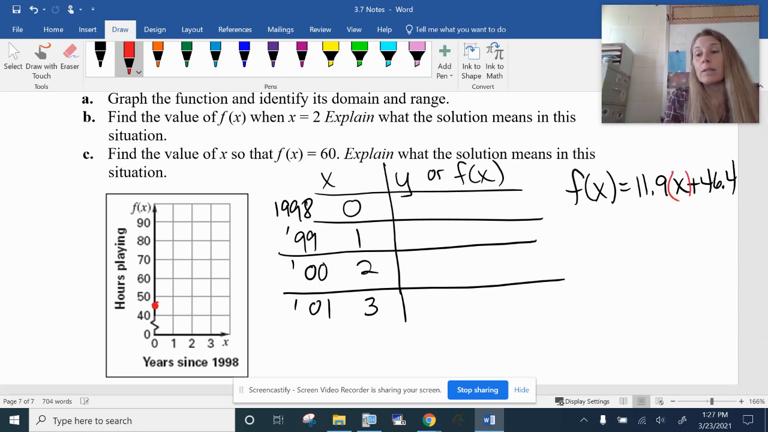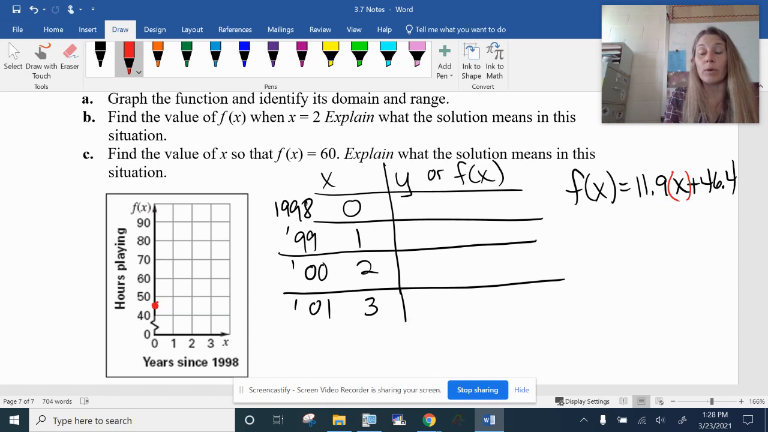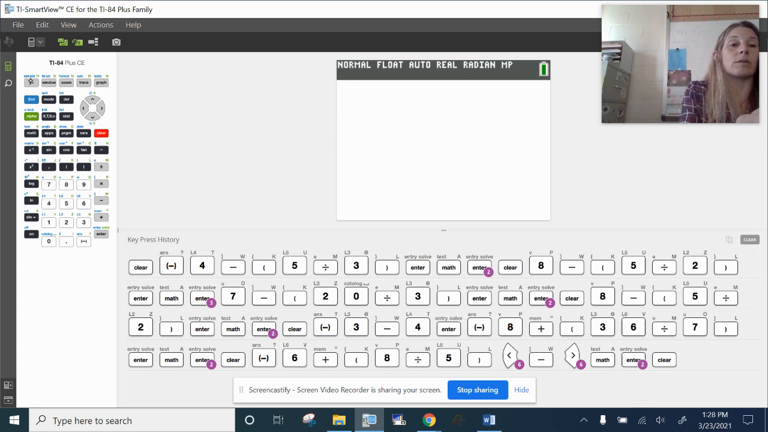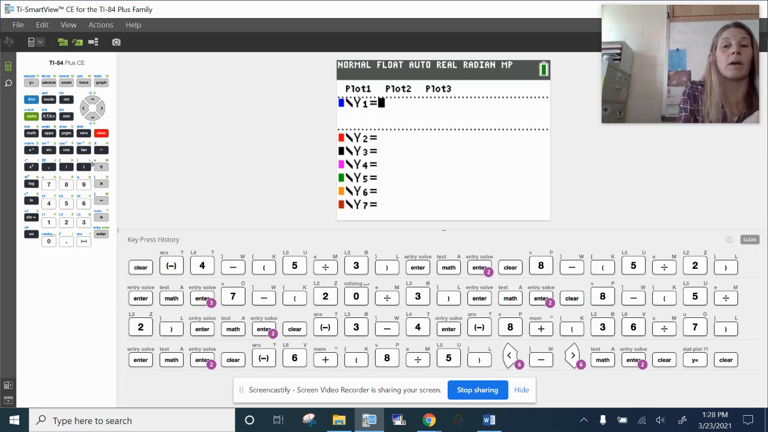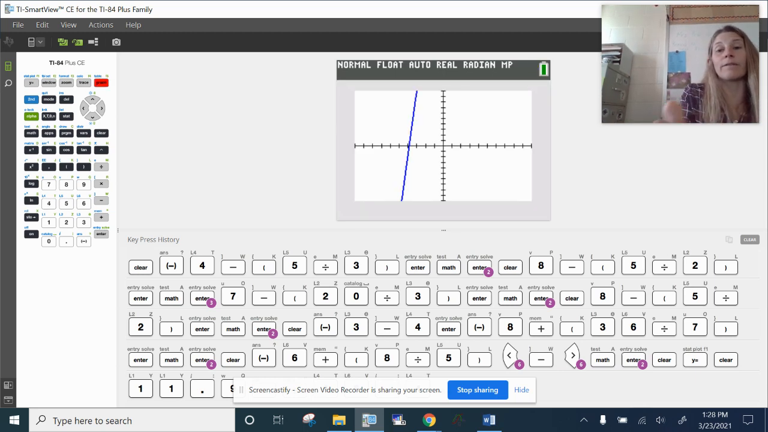Now, if I plug in 0 for x, then I'm just going to be adding 11.9 plus 46.4 and so on. But I'm going to show you a cool way you can get all the points in your graphing calculator. So if you go to y equals, and you type in 11.9x plus 46.4, and then you could press graph and you'll get a picture of your graph. But if you go to second table or second graph, it'll give you your table.